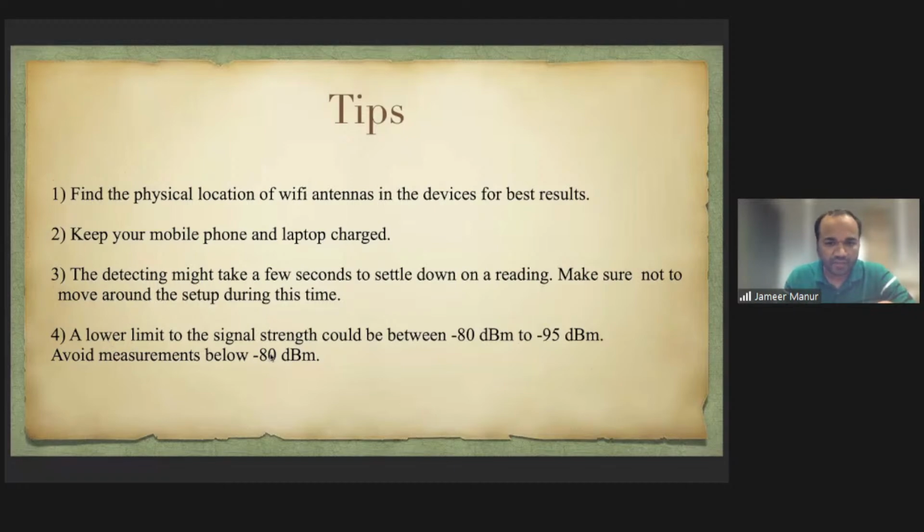And if the signal strength is going beyond minus 80 dBm, we can stop there. So if you're getting from say minus 30 dBm to minus 80 dBm, those are fine. If it is going beyond minus 80 to minus 90 dBm, the deflections are very minute, and you may not be able to detect those things. So you can stop at that. So these are some tips you need to take care of while performing this experiment.